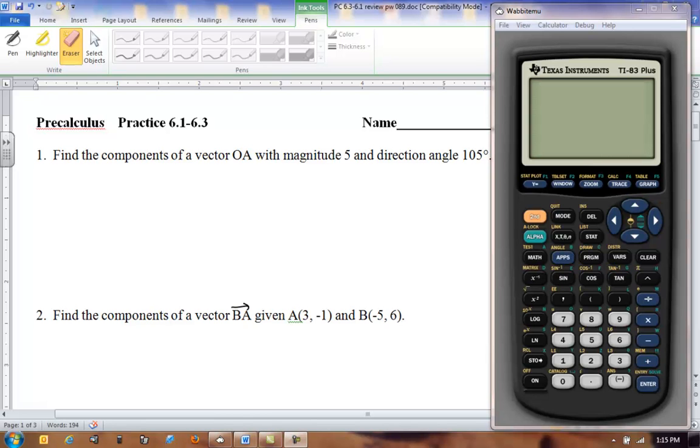Alright, here we go with the vectors unit. This is going to be the entire vectors unit in one video, hopefully. So first one, we've got to find the components. Components are the coordinates of this. Draw a quick sketch of what we're dealing with here.